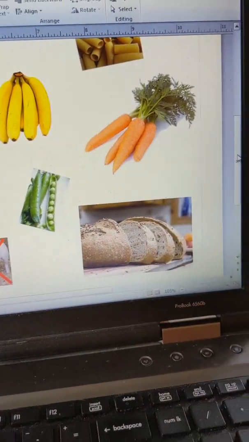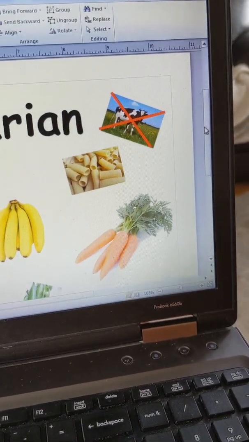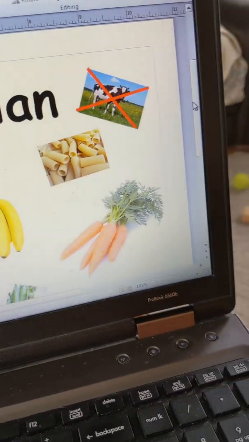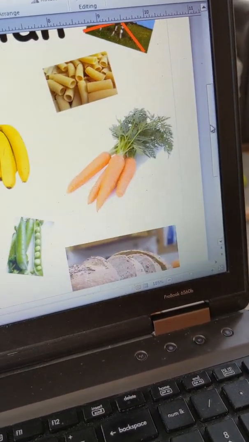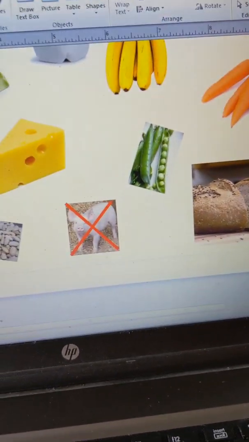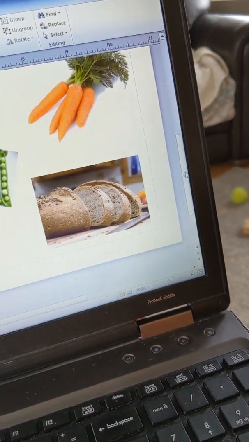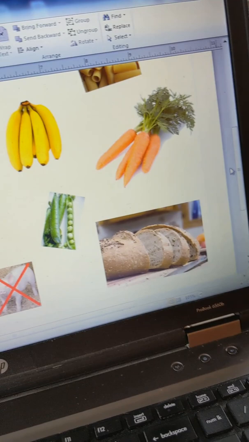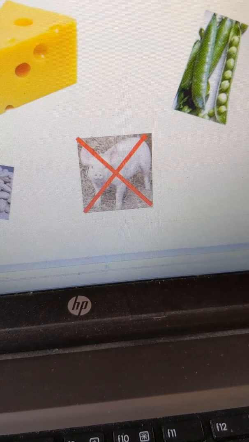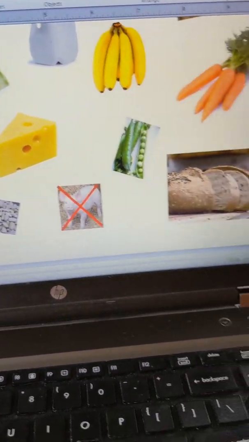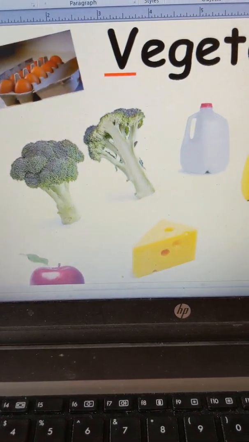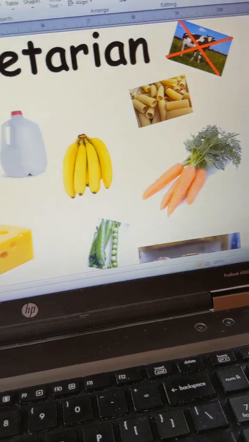They will eat pasta. But you know what vegetarians do not eat? Oh, what's that right there? That's a cow. They do not eat the meat from a cow. They also will not eat meat from a pig. Cows give us things like hamburgers and steaks. Pigs give us things like bacon and pork products. So a vegetarian is somebody that will eat all of these things, but no meat.